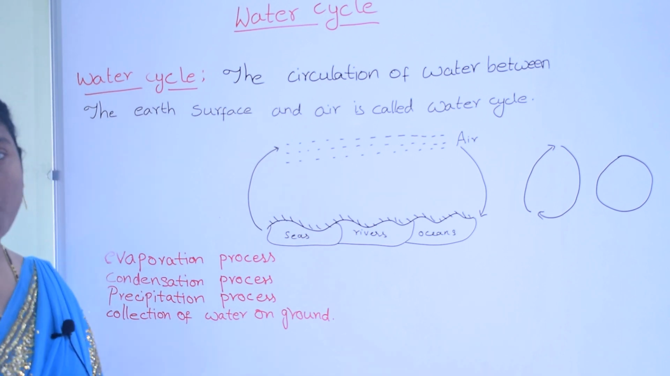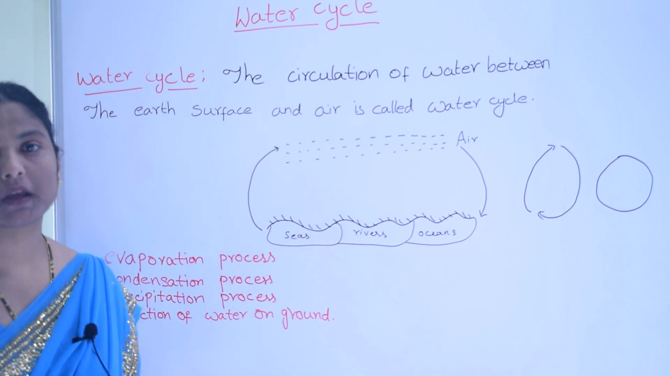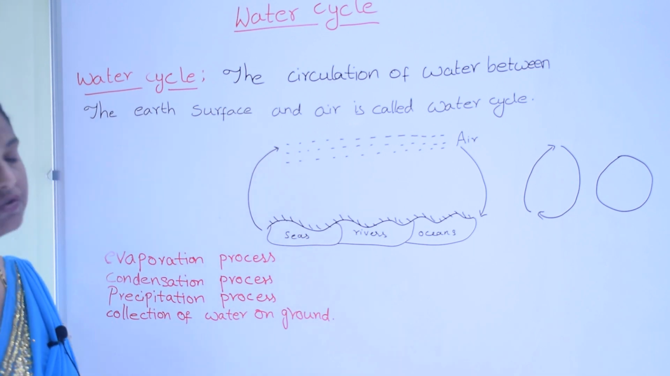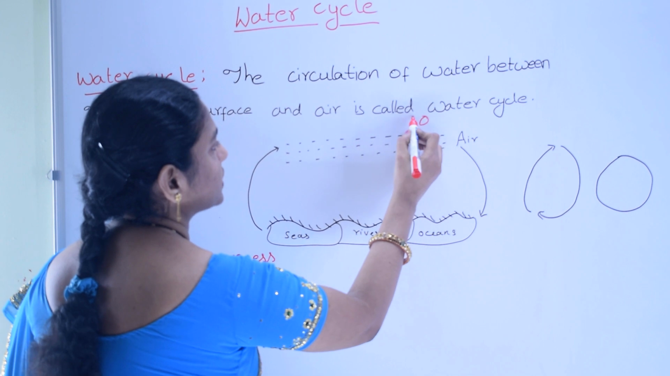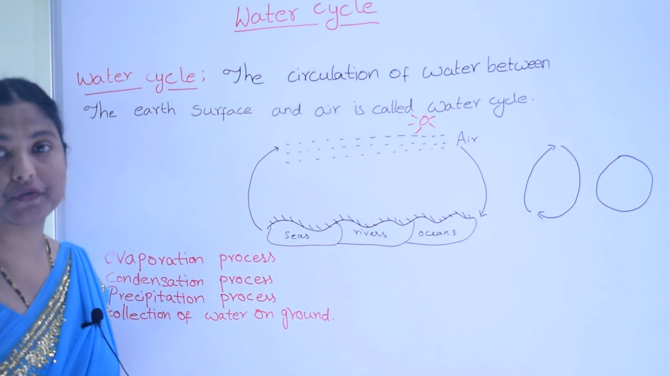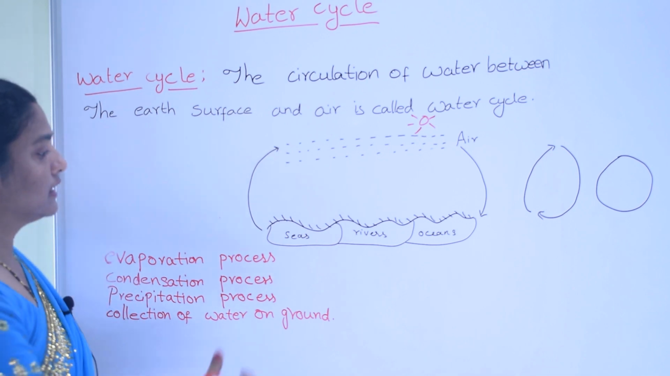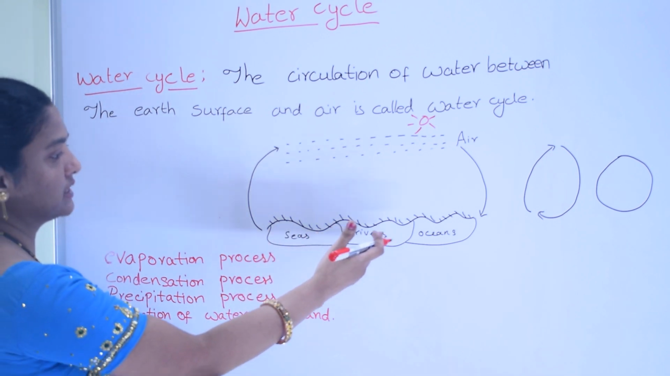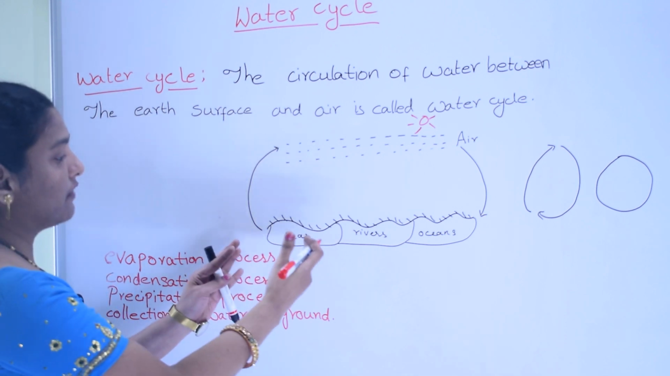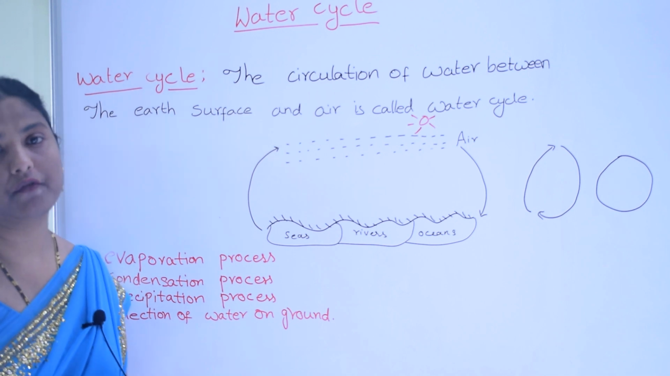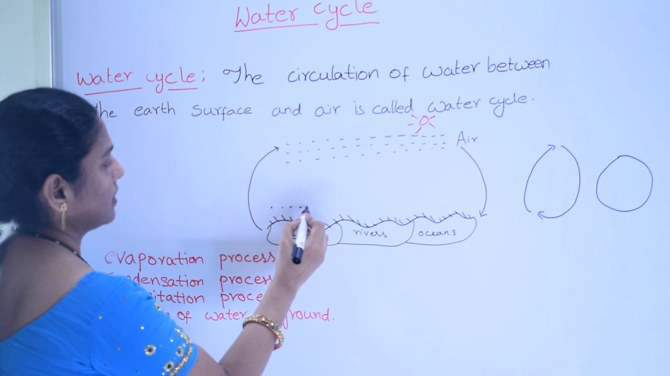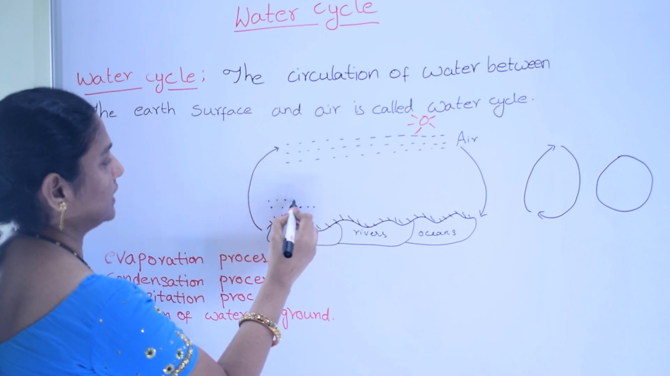First one, evaporation process. So what is evaporation process here? We know that in summer days what happened? Sun gives much amount of heat. Because of this heatness, because of this higher temperature, the water present on the seas, rivers and oceans are evaporated. That means the water convert into water vapor. Like this. This is water vapor.